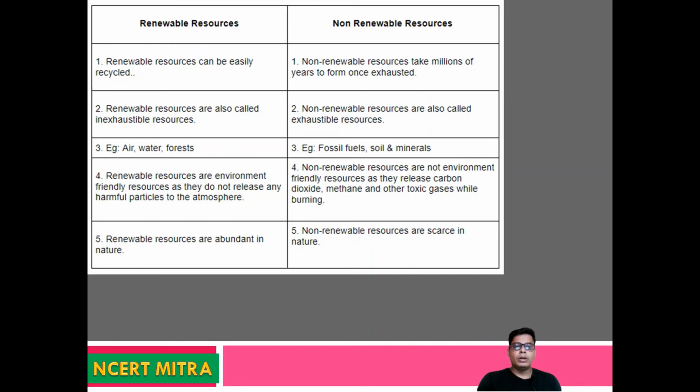Then, renewable resources are abundant in nature. This can be solar energy, wind energy, tidal energy, hydroelectricity, the hydel power. This is abundant, a huge number. But in the case of non-renewable resources, they are limited. One is unlimited, that is the renewable resources, and the limited is the non-renewable resources, coal and petroleum. After 200 or 300 years, these resources will be finished. This we can easily understand.